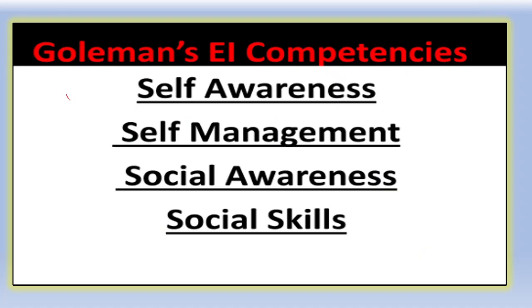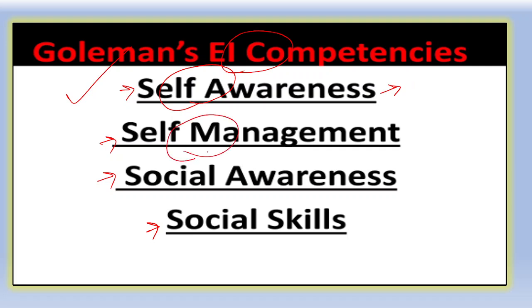Now, Goldman's emotional intelligence competencies has four particular criteria. Let's just understand that. He has first of all given the first component, that is self-awareness. When we are talking about emotional intelligence, Goldman said that self-awareness, we should be aware about ourselves, and that particular thing or understanding we will get with the help of emotional intelligence.